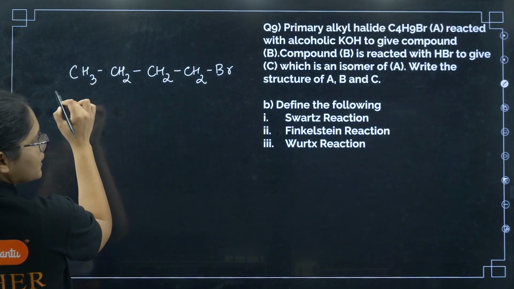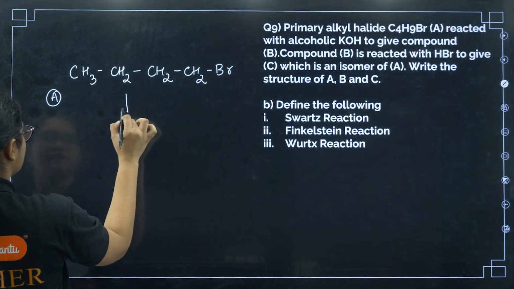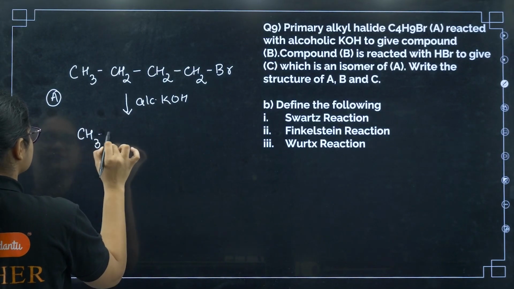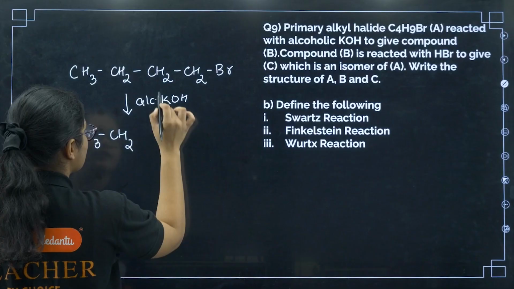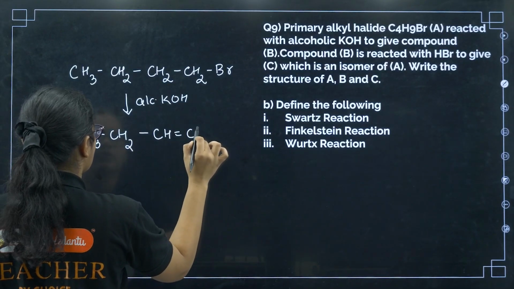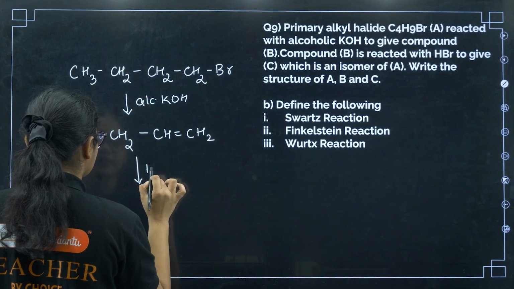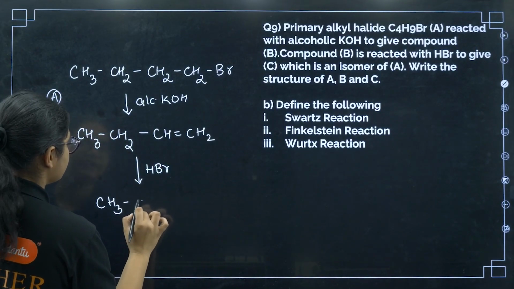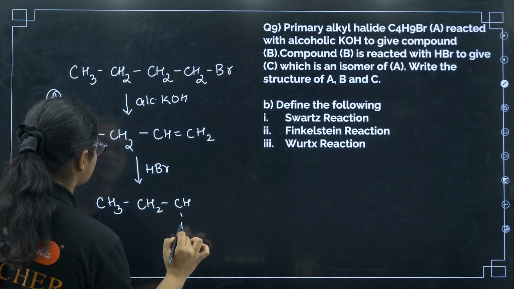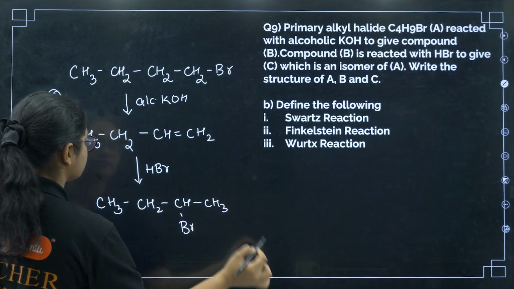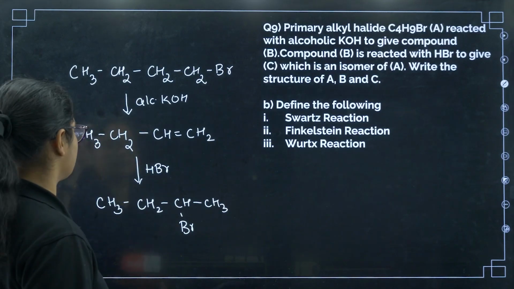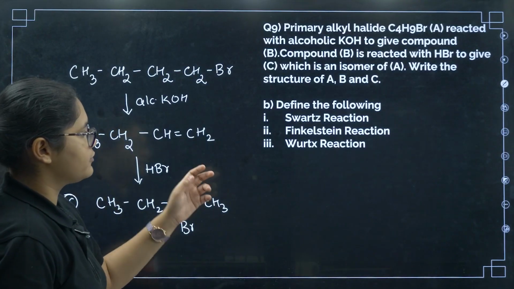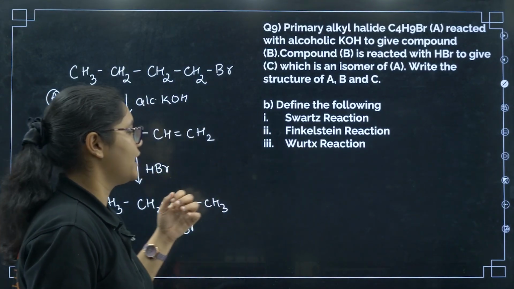This is, suppose, A. Now if you treat it with alcoholic KOH, then we have CH3, CH2, CH double bond CH2. Next we have HBr. Now what will HBr do? You will have CH3, CH2, CHBr and CH3. So you will find the structures of A, B and C like this. Clear?